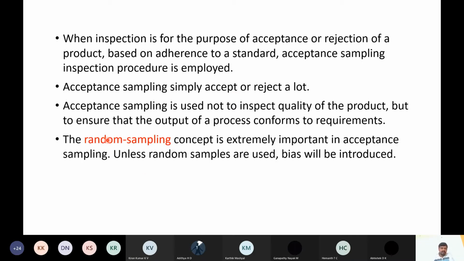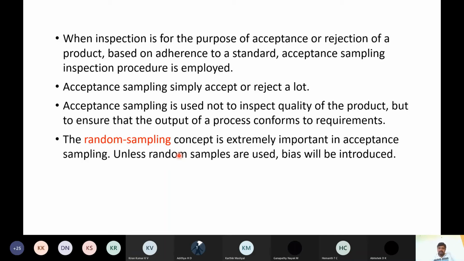Next, the random sampling concept is extremely important in acceptance sampling. Unless random samples are used, bias will be introduced. This is another important aspect related to acceptance sampling. If you are picking 10 out of 1000 units of a product, these 10 should be picked randomly. You should not have any prejudices. While selecting 10 out of 1000, if you pick 10 randomly, without any bias, there is more possibility of picking these 10 which will represent all 1000.